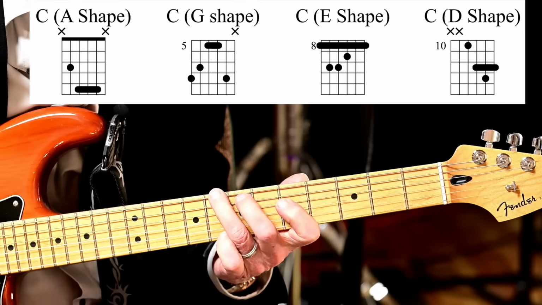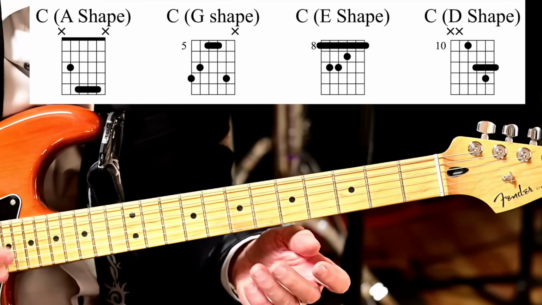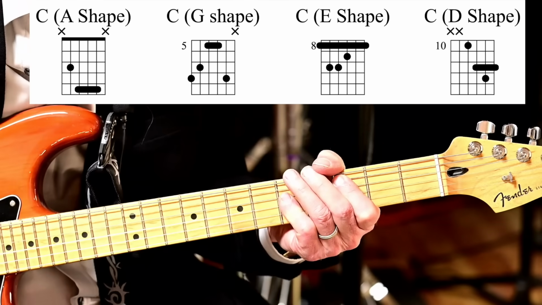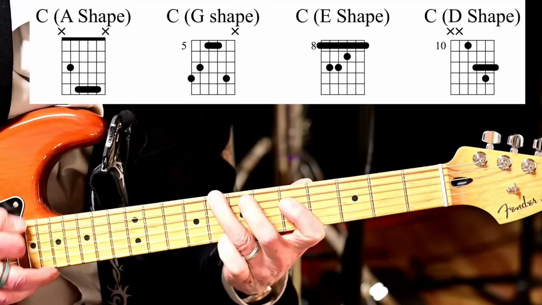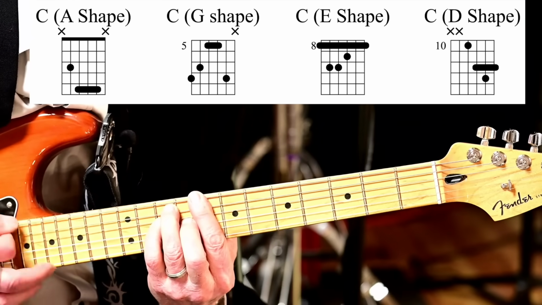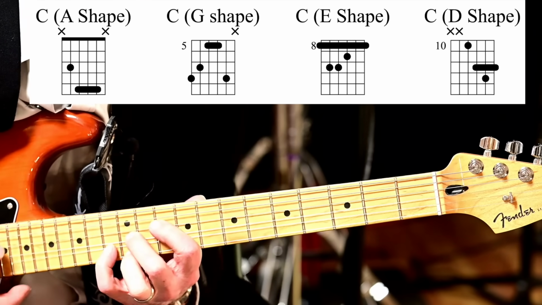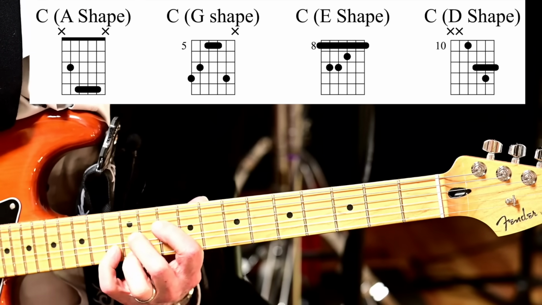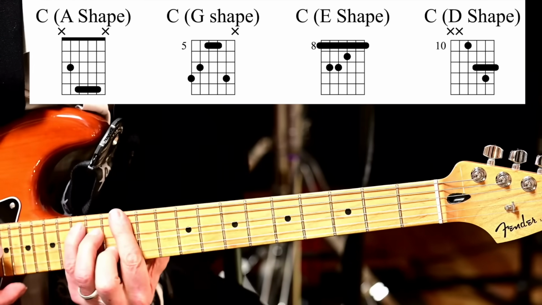Then next we have the G. So CAGED is spelled C-A-G-E-D. So we're starting on A, G, E, D, back to C, and we're an octave higher.